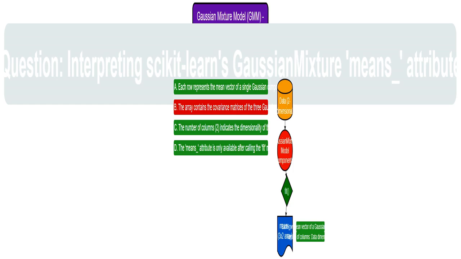I'm asking you to interpret the means_ attribute returned by scikit-learn's Gaussian mixture model. We'll focus on understanding what the shape and values of this attribute tell us about the model and the data. This is crucial for interpreting the results of your model fitting. Think about what means_ represents in a Gaussian mixture model, GMM, context.